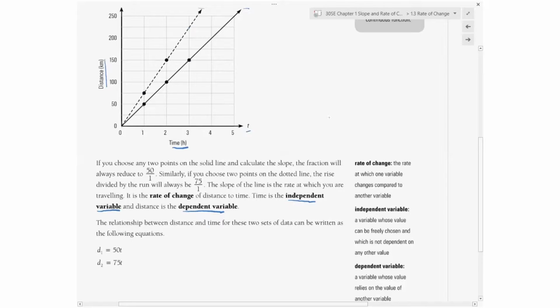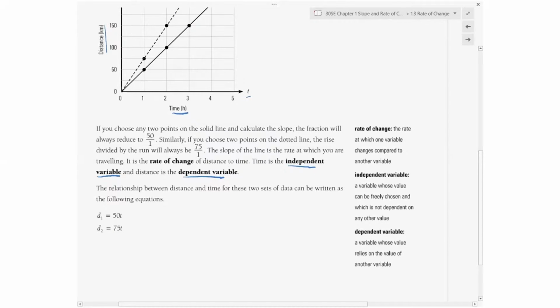Okay? So an independent variable is a variable whose value can be freely chosen and which is not dependent on any other value. A dependent variable is the variable whose value relies on the value of another variable. So always think about which one depends on the other one. In this case, how far you go depends on how long you have driven. Here we can write the relationship between distance and time. Distance 1 equals 50 times the time that you've traveled. Distance 2, so for the dotted line, would be 75 times the time that you've traveled.